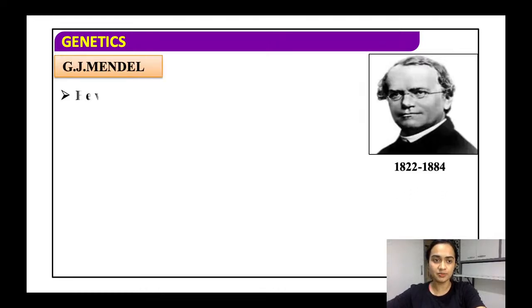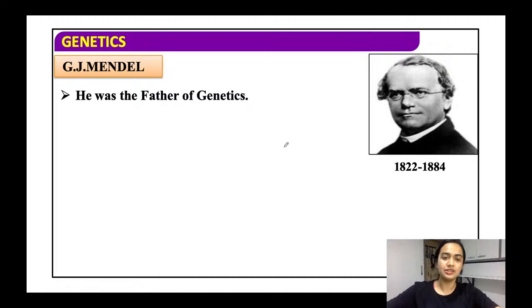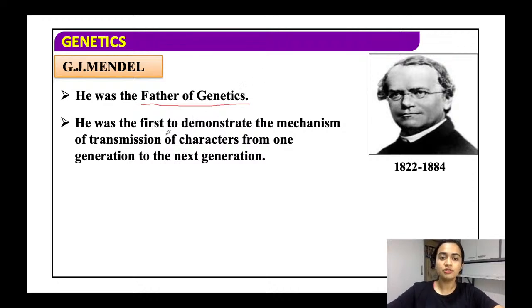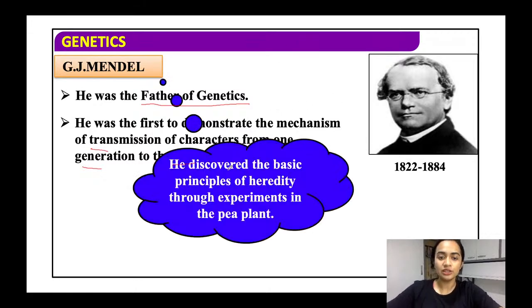So, this is Sir Gregor Mendel, and he is known as the father of genetics. All right. And he was the first to demonstrate the mechanism of transmission of the characters from one generation to the next generation. So, what he did was he basically studied how characters or traits flow from the parent generation to the offspring. Okay. So what happened is that he discovered something known as the basic principles of heredity. We will discuss this in detail.